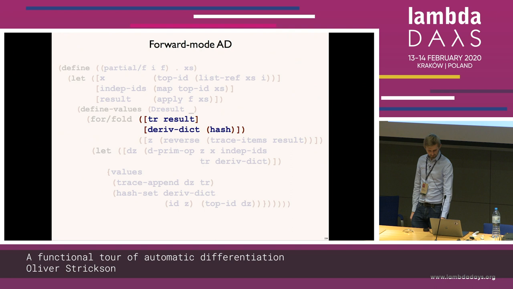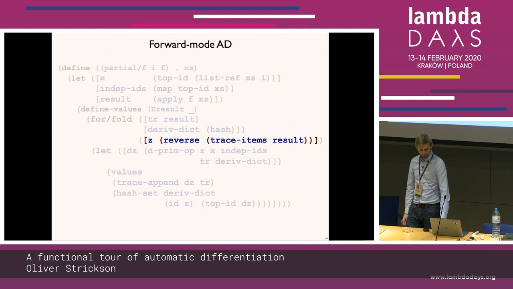These were the two accumulators. So I start with my result, I start with the trace just being the result trace. I start with this dictionary that's currently empty. And I walk through the trace items in reverse, because trace items returns a list, but in reverse order, so I get the most recent evaluation first. So I actually want to walk it in the other order.